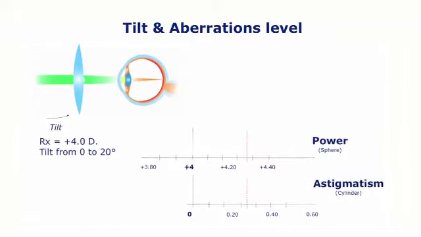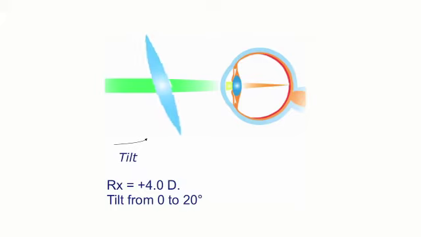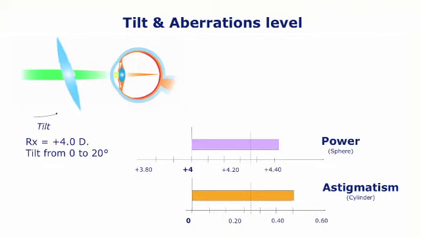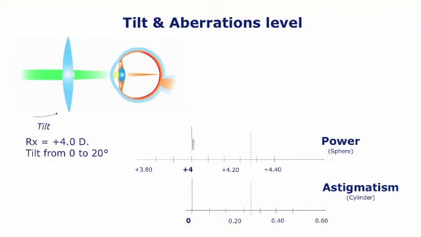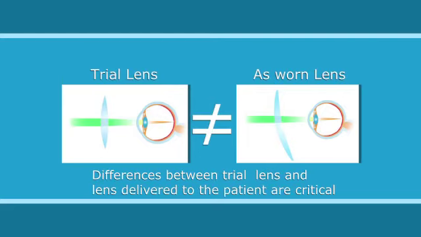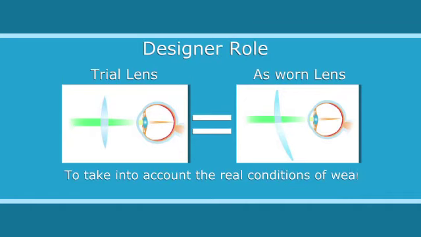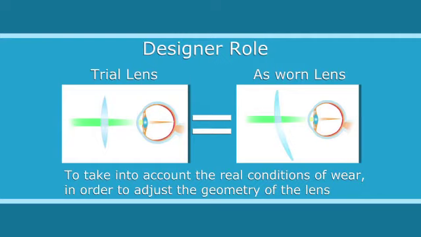In order to see more in detail the correlation between tilt and aberrations level, this is an animated slide showing a progressive tilt of the +4 trial lens from 0 degree to 20 degrees and the corresponding power error and astigmatism. We understand now why differences between trial lens and final lens delivered to the patient are so critical, and why the designer has to transpose the room refraction value of the trial lens during final lens creation, taking into account the real condition of wear.